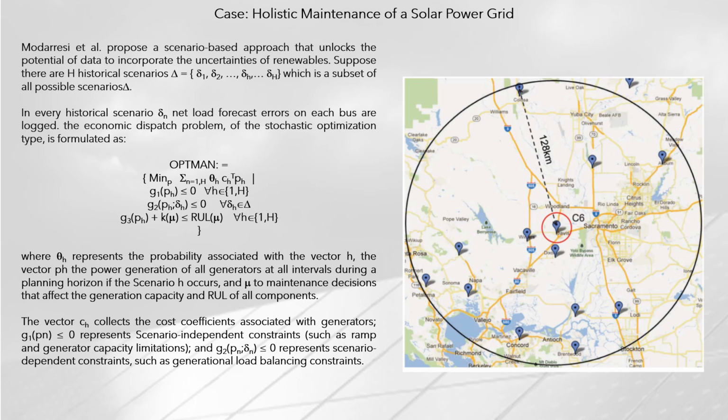It is formulated as presented in the image, where θh represents the probability associated with scenario h, the vector ph represents the power generation by all generators at all intervals during the planning horizon if scenario h occurs, and μ represents the maintenance decisions, which affect the generation capacity of all components. The vector ch captures the cost coefficients associated with generators. G1 ≤ 0 represents scenario-independent constraints, such as ramp and generator capacity limitations, and G2 ≤ 0 represents the scenario-dependent constraints, such as generation-load balancing constraints.